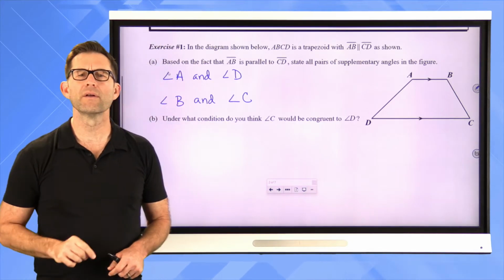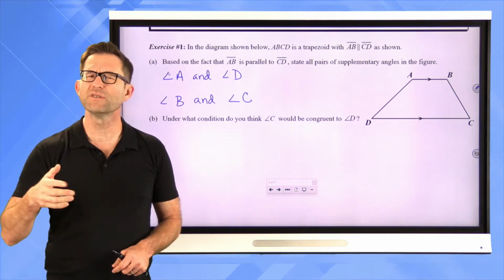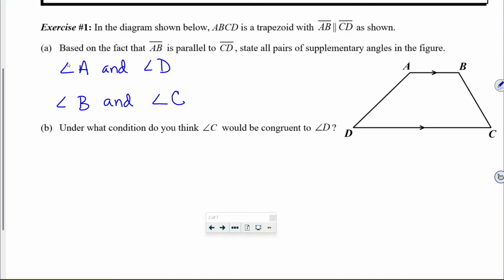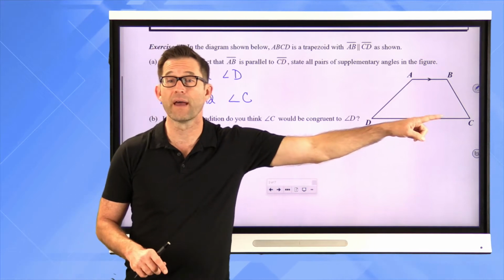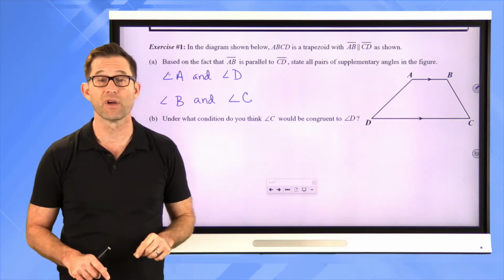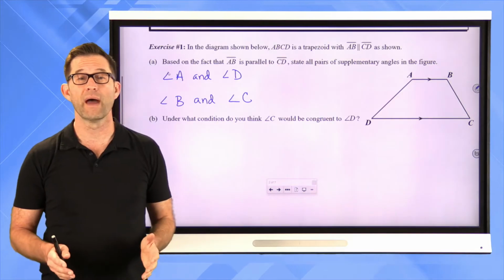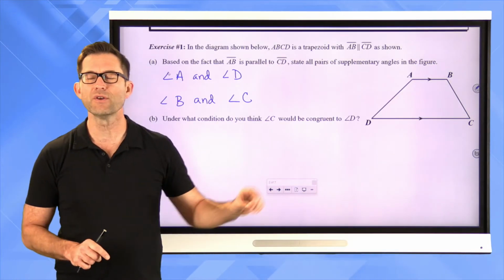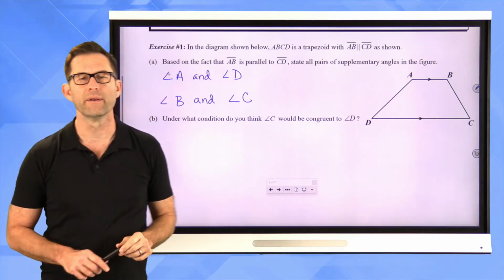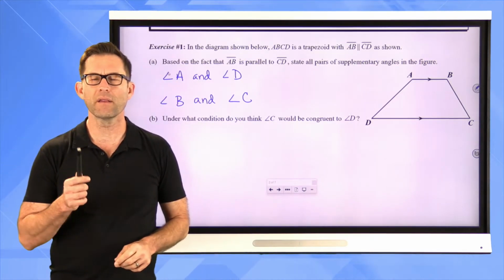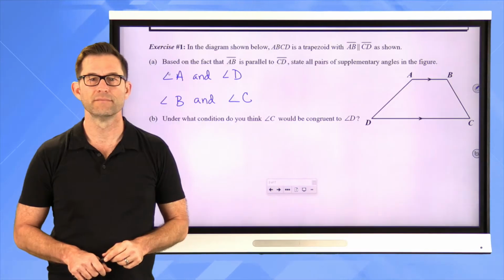All right, now let's take a look at letter B, where I'm going to want you to just speculate on something. Under what condition do you think that angle C would be congruent to angle D? Now I've drawn a picture here where hopefully it does not appear that angle C and angle D are congruent to each other, even though they're clearly both acute angles. But there is one situation with a trapezoid where these two angles would be congruent. Pause the video now and speculate on what you think it would be.